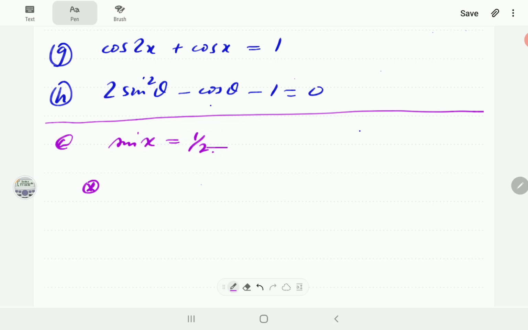Now the number on the right hand side is positive. That means we need to find an angle x whereby the sine is going to be positive. So we're going to ask the question, in which quadrant is sine positive? Then we're going to do a little sketch here.